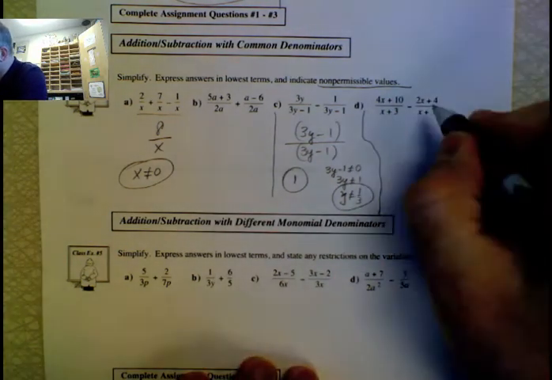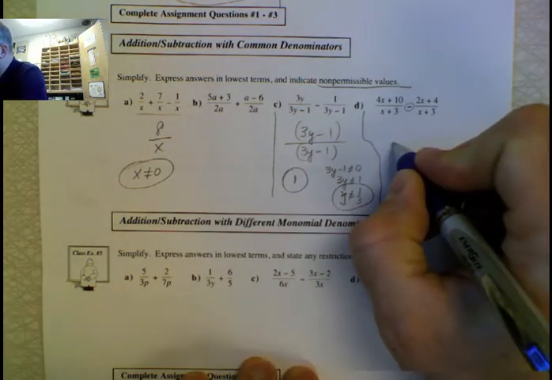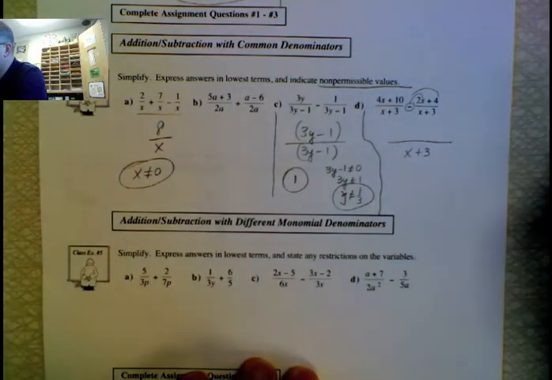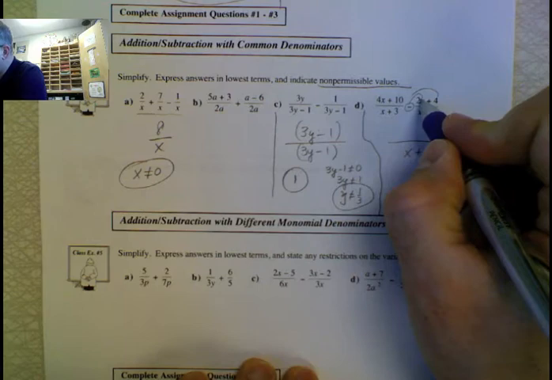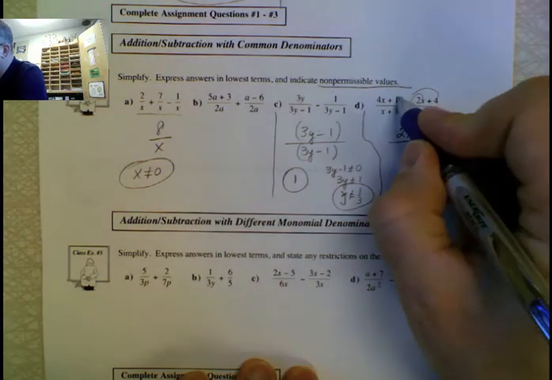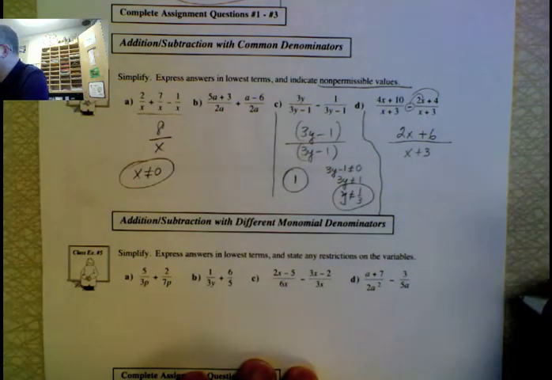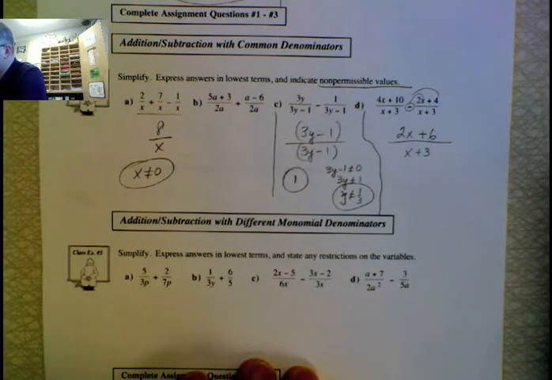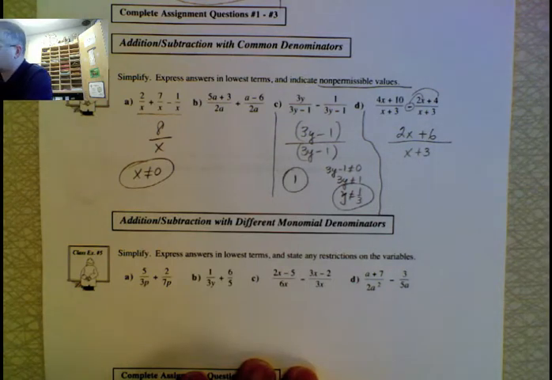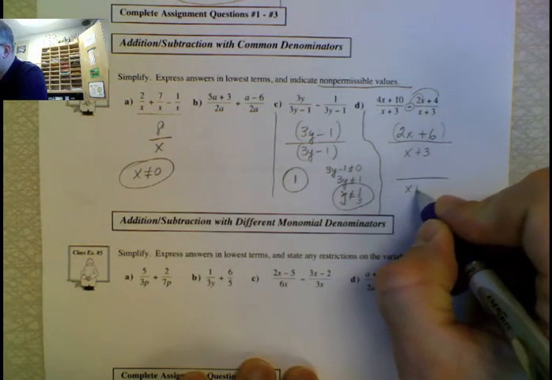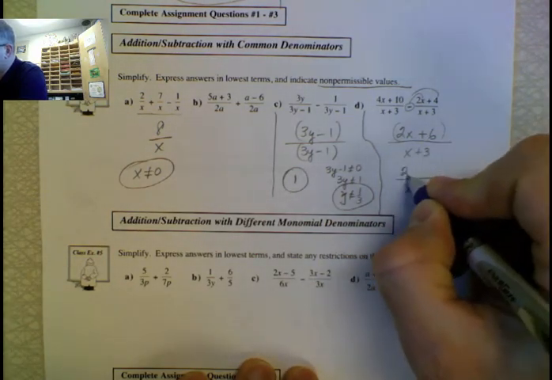In this third example, we've got to be careful of this minus sign here, because that minus sign has to be applied to both of the terms in the second fraction. So we get 4x minus 2x, which is 2x, and 10 minus 4, which is 6. Now, if you look at this, at first glance you may think, oh, there's nothing I can simplify. But remember, one of the things you can do to simplify a binomial is you can remove a common factor. So here we have a common factor of 2.